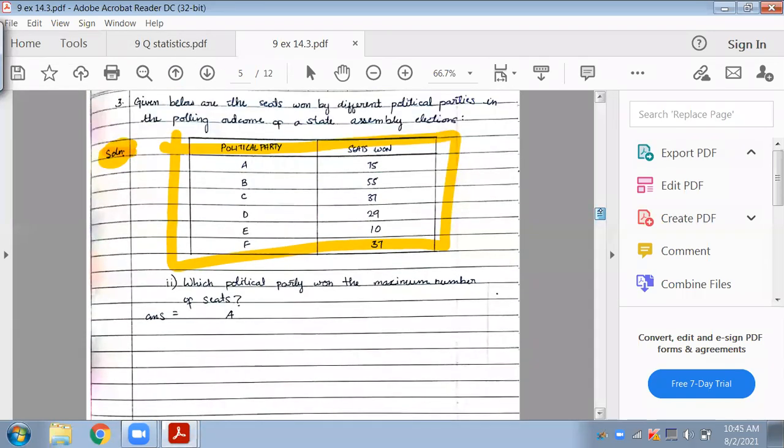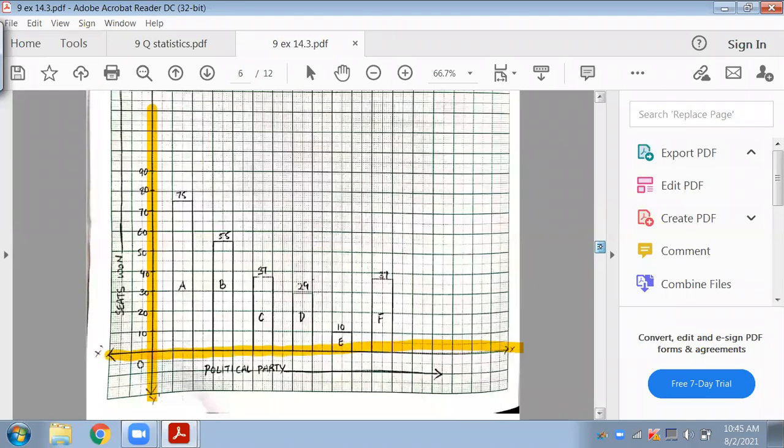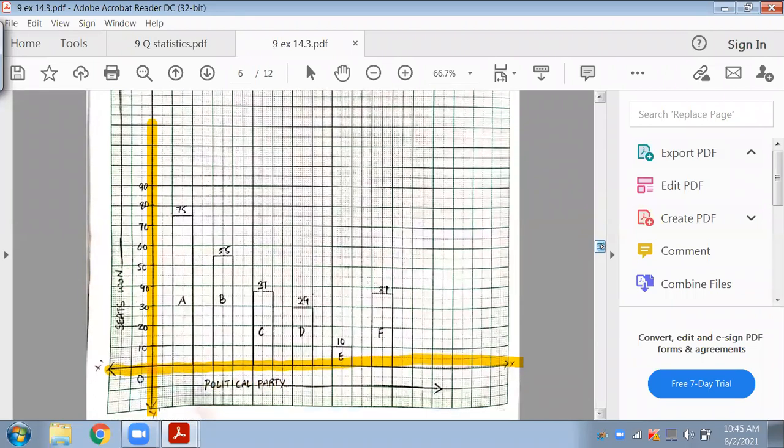Now let's see the values, or the frequencies. If you see the frequencies, they are ranging from 10 to 75. So the height should be more than 75. So how to take it? If you take 1 cm as 1, we cannot draw 75 on the graph paper. So what we are going to do here is take 1 cm as 10. 1 cm is 10, 2 cm is 20, 3 cm is 30, like this: 0, 10, 20, 30, 40, 50, 60, 70, 80, 90.